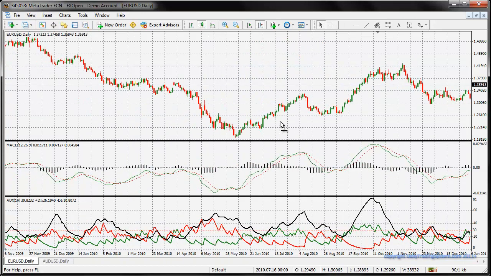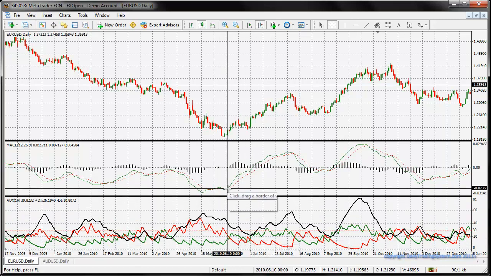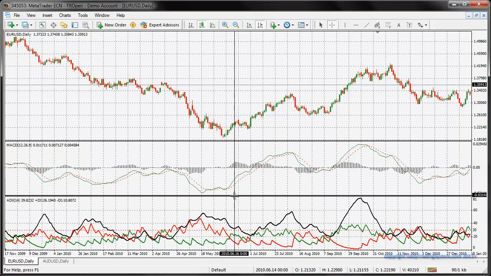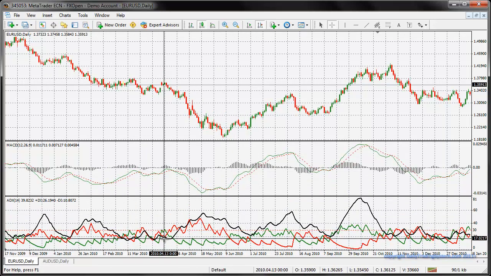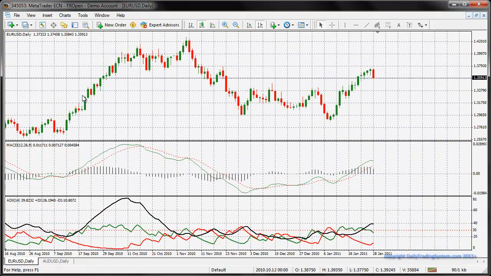Okay, and we need to sort of make sure that if we're going to act off the iMACD's crossover when it crosses one way or the other, then we need to make sure that the ADX is telling us that it's okay, that we can go ahead with that decision that we've just made. Alright, so let me give you a quick example. Alright, let's get this out and let's take a look.